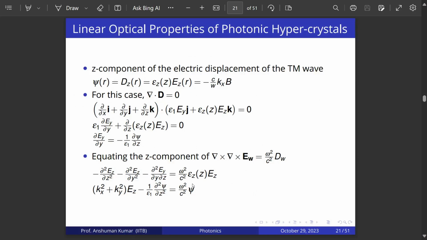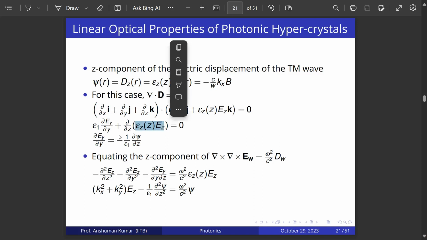Now, the Z component of the electric displacement vector of the transverse magnetic wave. We take the transverse magnetic wave's electric displacement vector and only its Z component, like we did earlier. We took only Ez in the bulk. Now we are taking Dz, where Ez is also there. So Ez is multiplied by this. For this case also, del dot D equals 0. And now we can't take epsilon z outside because it depends on z.